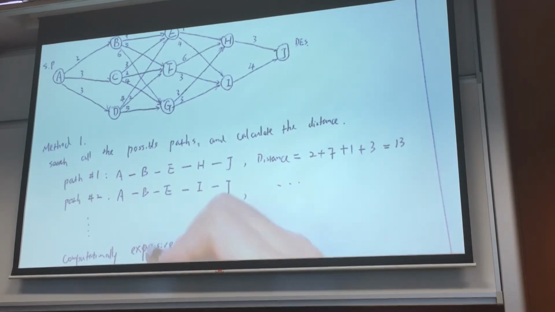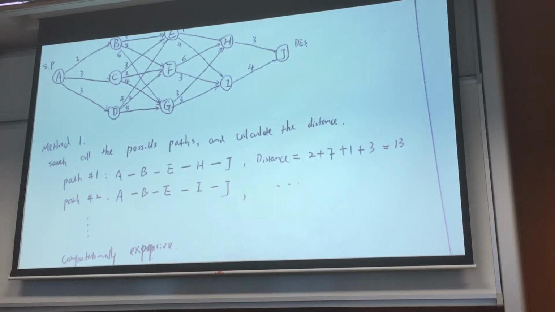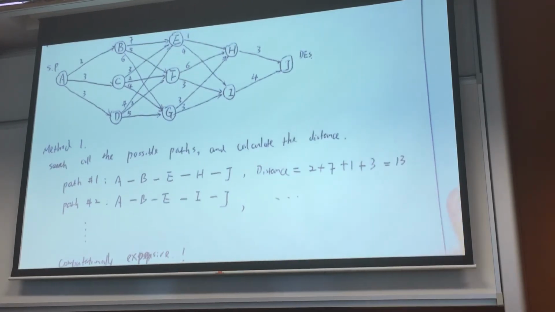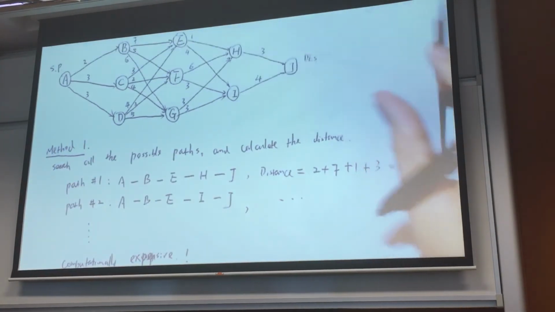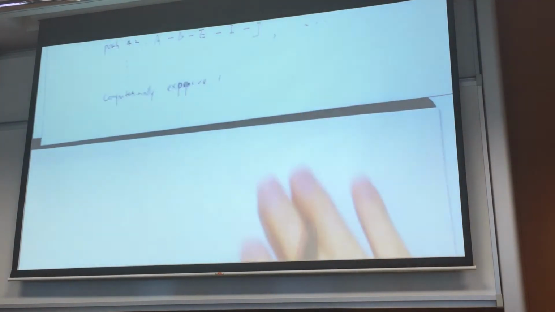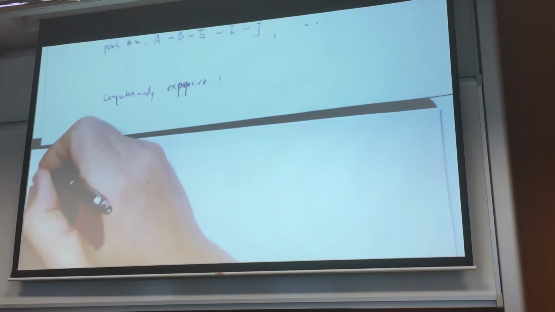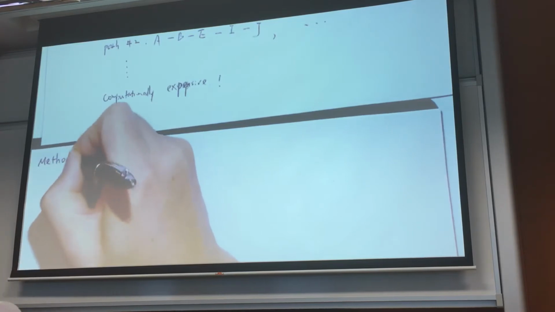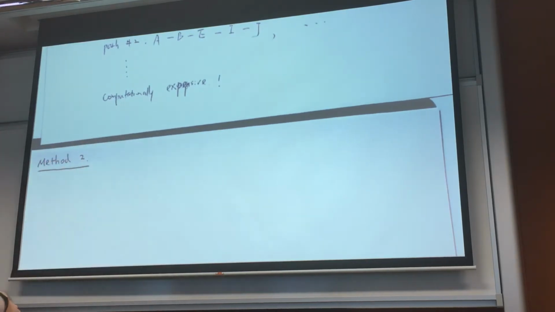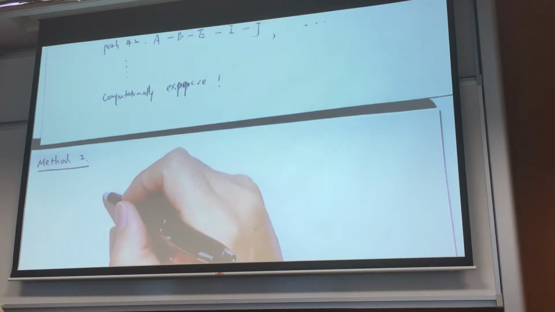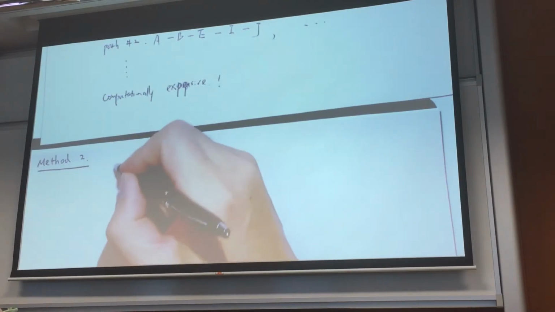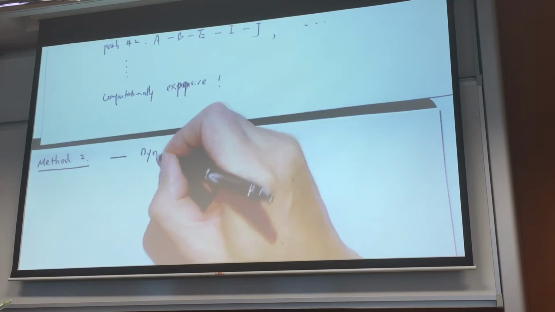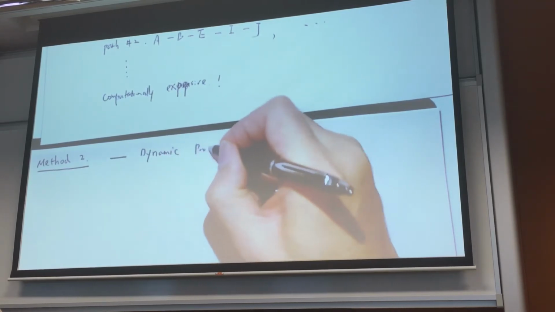So it's very, very costly. So this is the first potential method. Another better method is to use the concept of dynamic programming. We try to use the principle of optimality to find the shortest path.